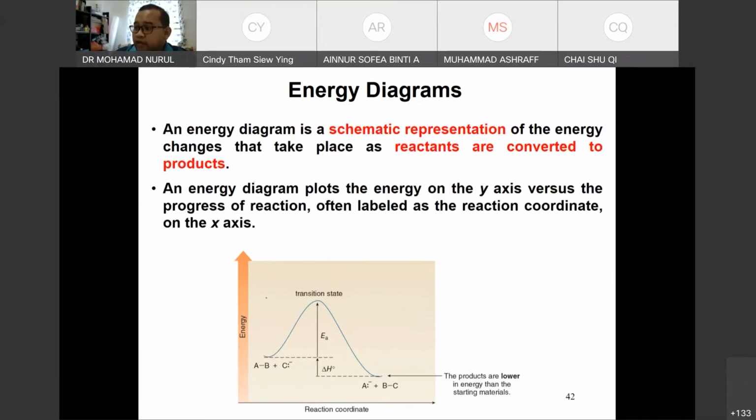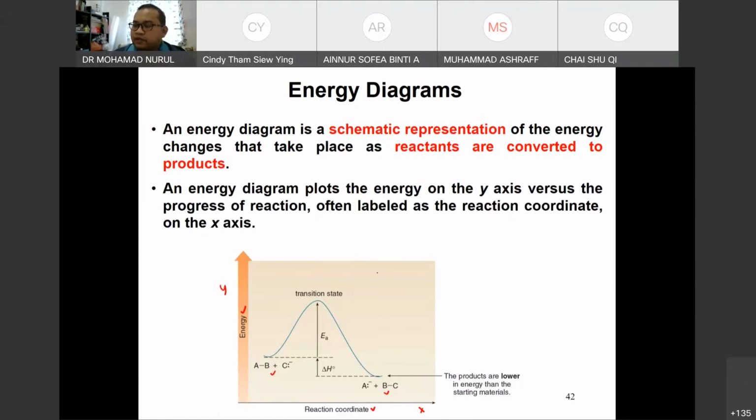So you should have the y-axis, which is energy, and the x-axis, which is the reaction coordinate. Don't forget, at least you can get 1 mark if I'm preparing this kind of question. Again, you have to label also the products and the reactants.